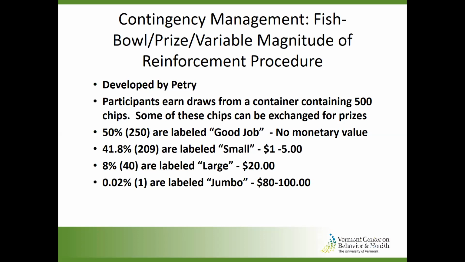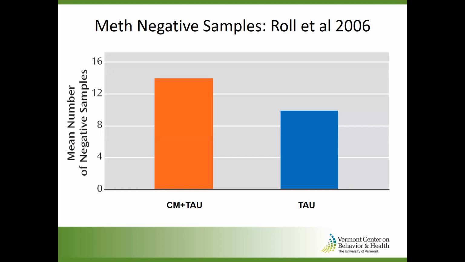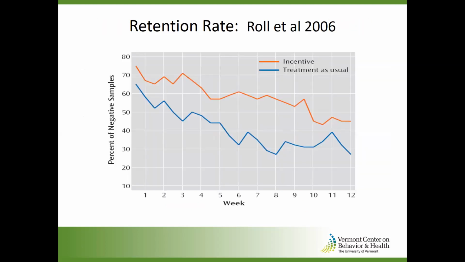But in general, you're trying to counteract a very powerful addiction with stimulants. So to really do contingency management in a way that's consistent with the literature, the magnitude of reinforcement has to be significant. I mean, we're talking about several $100 maybe over a 12-week trial as an absolute minimum. Below that, you still might get some effects, but you're not likely to get the effects that you see in the research studies. This is the data from John Roll's study. This is mean number of negative samples over the 12-week trial. And the contingency management gives you about 50% more negative samples than treatment as usual. This shows you the retention rate across the 12-week trial, with the incentive showing a much higher rate.